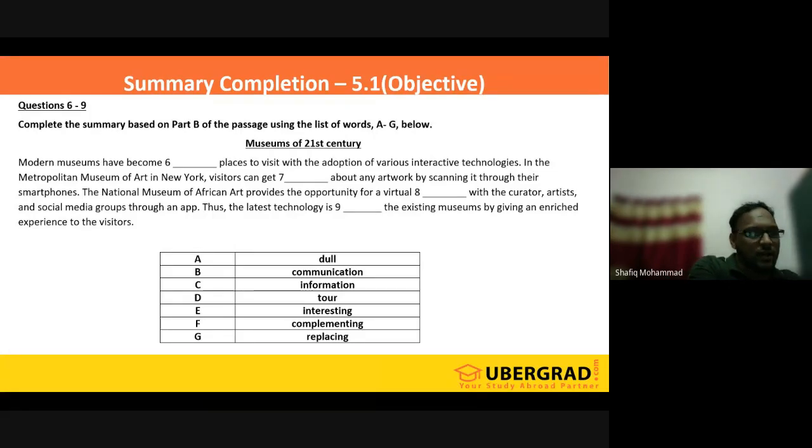Any questions? Let me check this. Okay. So the first one is E, the second one is C, the third one is B as in boy, and the fourth one is F as in Frank. Correct, guys.